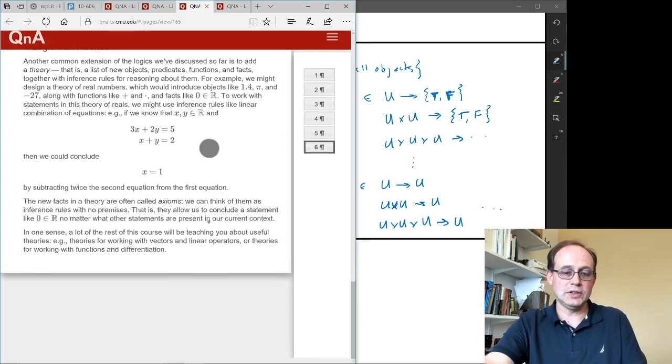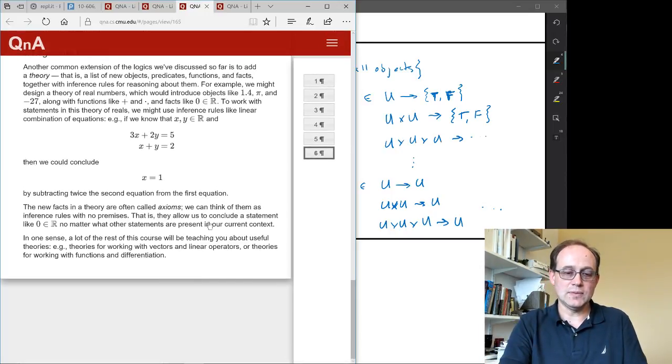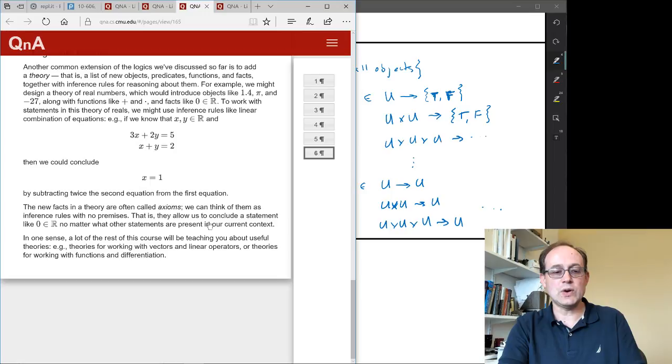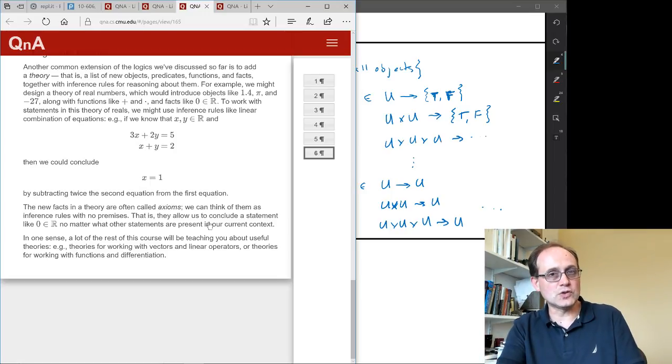So I have an example of that here, right? Suppose we know these two equations. There's an inference rule that lets us take twice this equation and subtract it from that one, and we would get x equals 1 as the output of that inference rule.